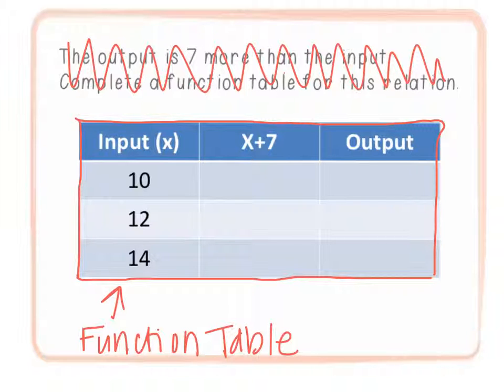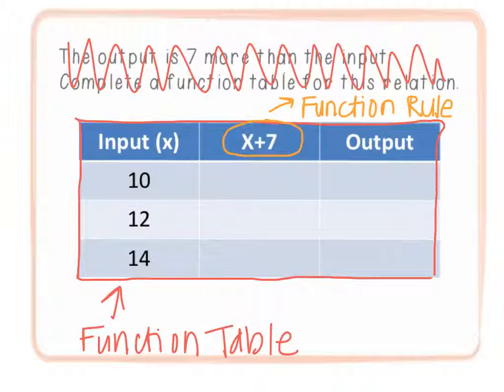Another thing I want you to do is circle this x plus 7, and that is called our function rule. So that's always where the function rule is going to go. This tells us what is going on in this table. It's the rule. We have to follow this rule in order to get the correct answers. So we have our function table, and then in the top middle we have the function rule. So make sure you have that labeled.